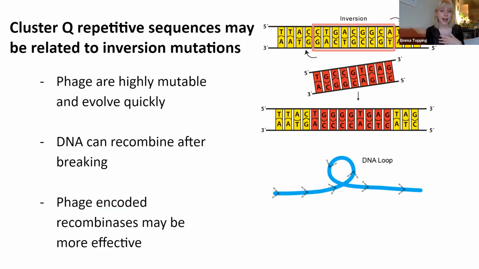And an inversion mutation happens mostly because phage are really highly mutable and they can evolve really quickly. Some people think that the phage encoded recombinases may be more effective at rejoining broken DNA to become like a greater whole, and that this means that they have some differences from other organisms' DNA. And an inversion is exactly what it sounds like. It's where part of the DNA is just inverted, it's flipped over and swapped. And a way that we think this happens is actually when the DNA loops over itself and breaks right at the part where it crosses over, and then recombines back into the loop with that little section inverted. So this is how we think that most inversion mutations are happening right now.